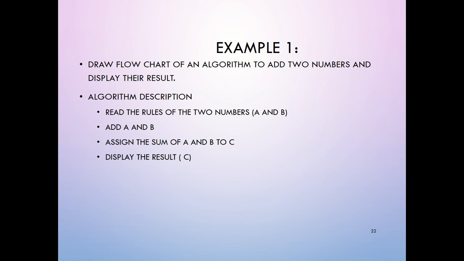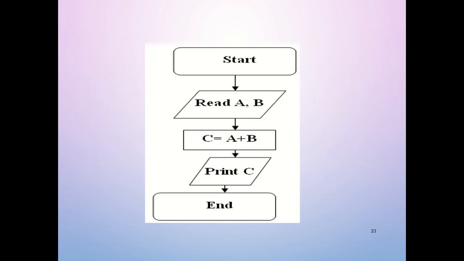Draw a flowchart of an algorithm to add two numbers and display the result, A and B. Add A and B, assign the sum to C and display it as I showed you. Start, read A, B, read meaning enter or accept the two numbers. And this is the process operation. C is equal to A plus B, and this is print C, and this is the end.